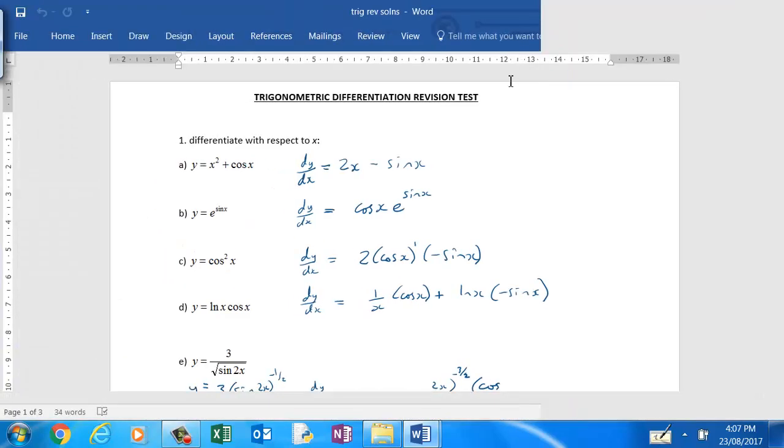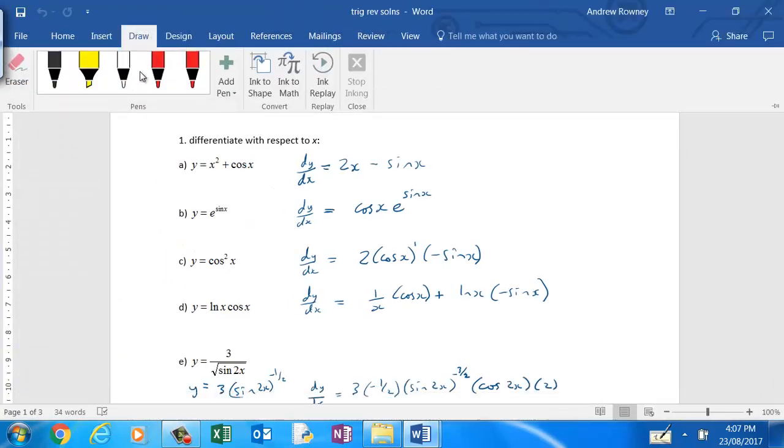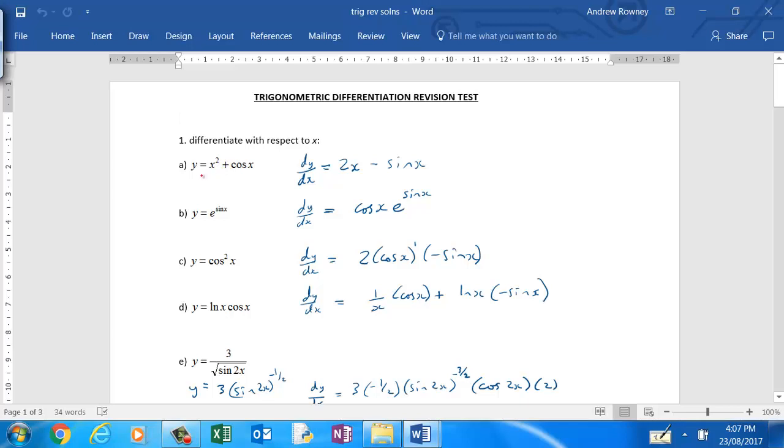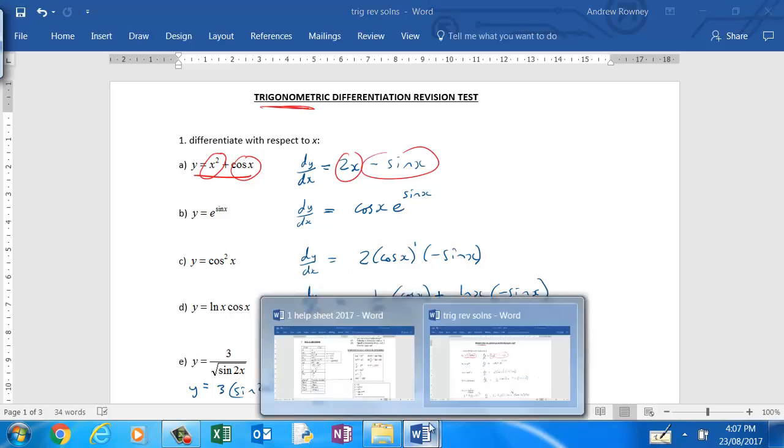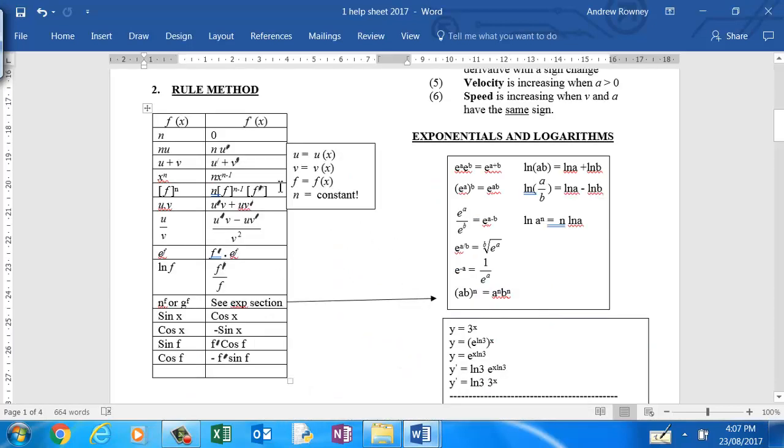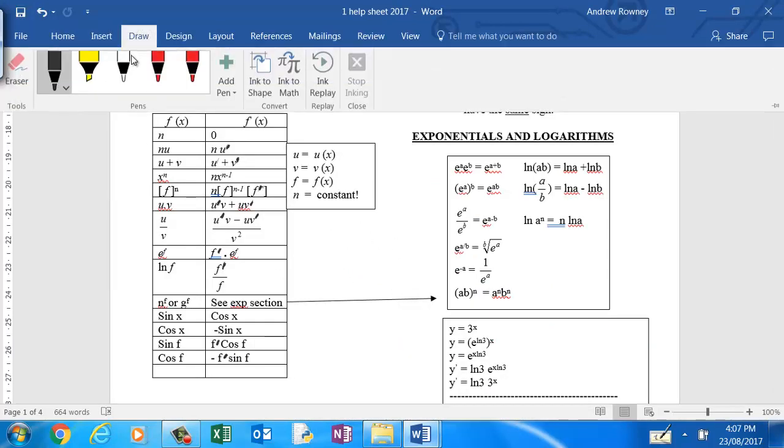Okay, trig revision test. Here we have the function here. To do the derivative, you do the derivative of the x squared first and get 2x, and then you do the derivative of cos x, which is minus sin x. Now this is all on trigonometry, so the extra derivatives are coming from this part of the table.